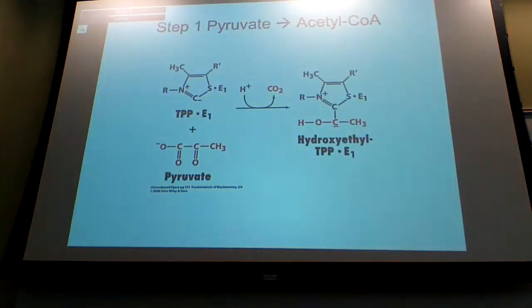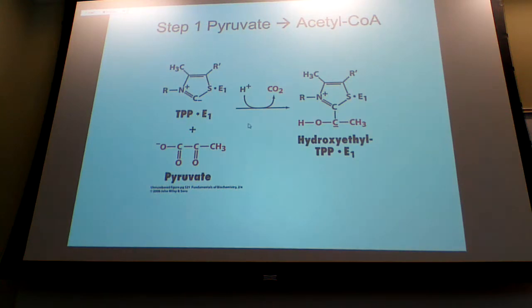Okay. So this is not the entire TPP, this is just the part that matters for the mechanism. And this is bound then by E1. So E1 itself doesn't do much except hold the coenzyme in place so that it can do the chemistry. And I have my pyruvate coming in, and I'm going to decarboxylate it.